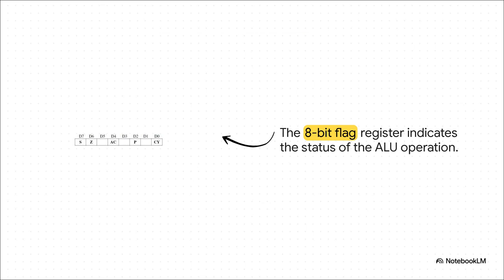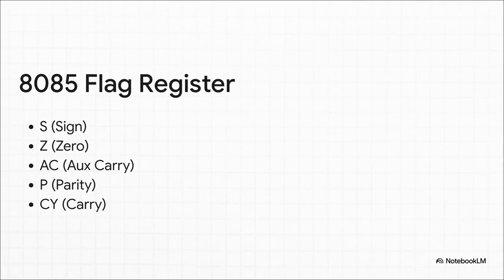Now, what's really fascinating here is the flag register. While all those other registers are busy holding raw data, the flag register holds context. It's an 8-bit register, but the individual bits inside it act as physical indicators, or flags, that alert the system about the status of whatever math operation the ALU just finished. Let's quickly break down these 5 status flags. The carry flag trips if a math operation results in a carryover, kind of like when you do long addition on paper. The 0 flag, as you might guess, lights up if the result of an operation is exactly 0.